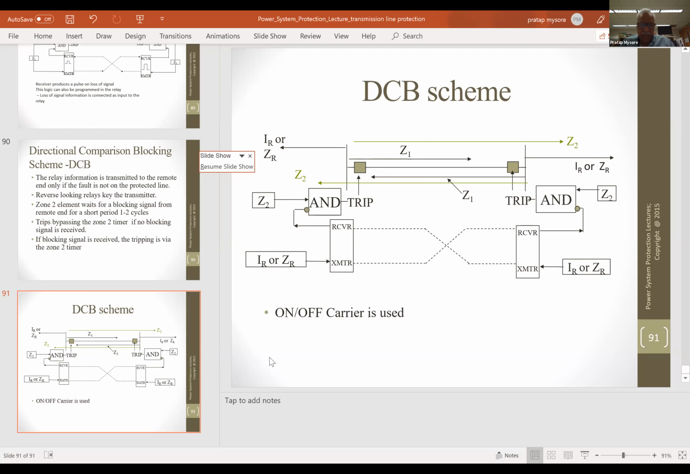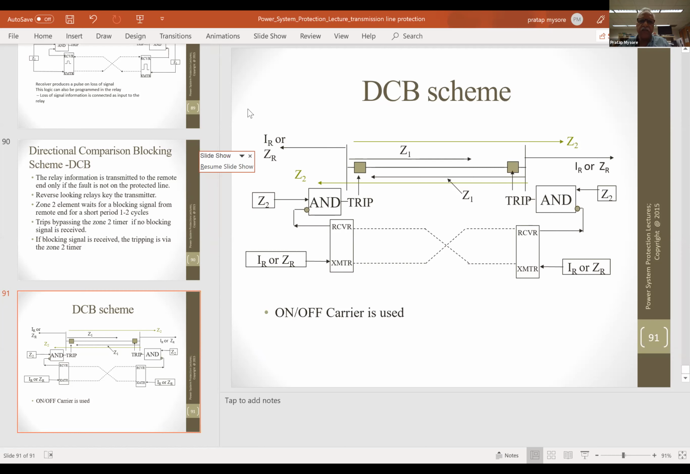And then if you are using distance schemes, we make use of any of the communication media, power line carrier, or fiber optics, or microwave, and then we send the element operation information from one end to another end, and decide whether to trip or to wait for some time based on the scheme we are using. So we covered 4 schemes: direct underreach transfer trip, where we know that zone 1 relay operates always for faults on the line, and we directly send a signal to trip the remote end.